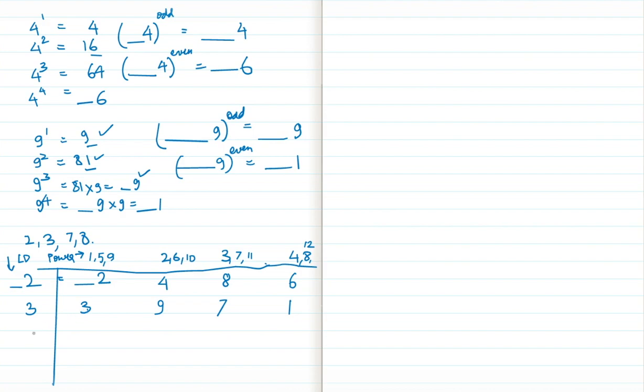Likewise for 7, it goes like this: 7, 7 times 7 is 49, so I'll just write 9; 7 times 9 is 63, so I just write 3; and 7 times 3 is 21, so I just write a 1. As soon as I get 1, I multiply 7 by 1 and I get a 7 again. And likewise for 8, I have 8, 8 times 8 is 64, 8 times 4 is 32, 8 times 2 is 16, 8 times 6 is 48, and I come back.